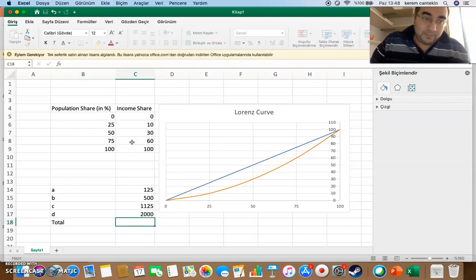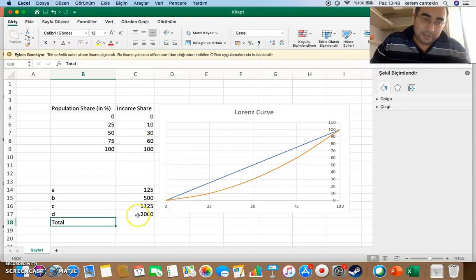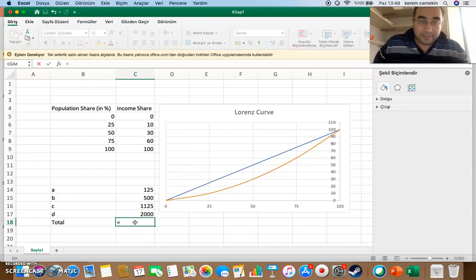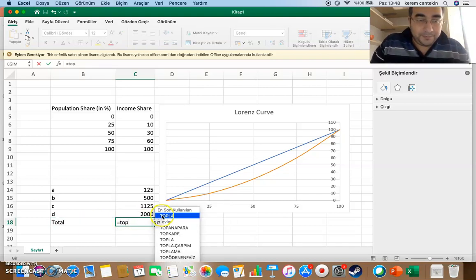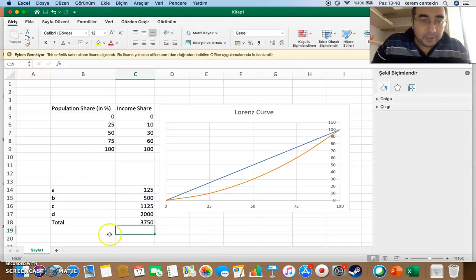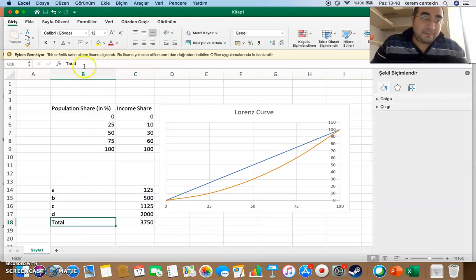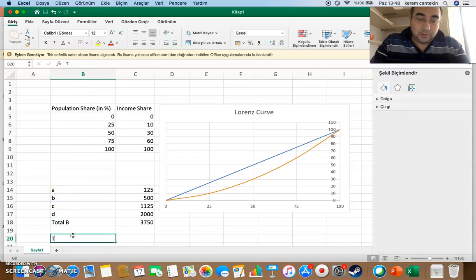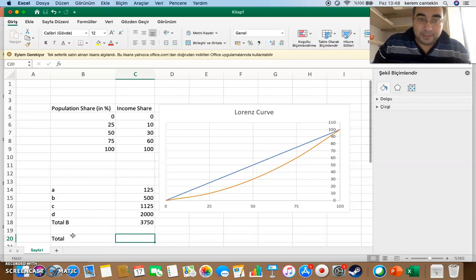Total area is basically the sum of all of this area. This is Turkish for sum, and this is total area B. This is the complete total area, which is 100 times 100.